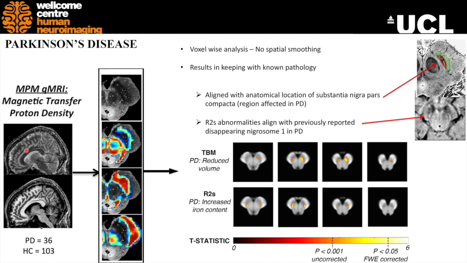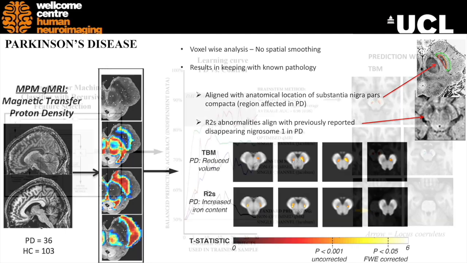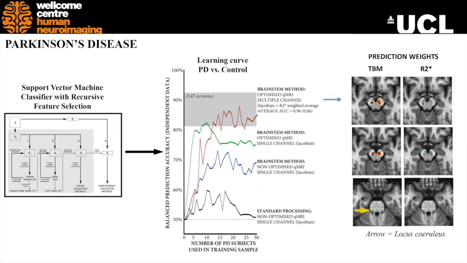Using magnetization transfer and proton density imaging in a relatively small sample of Parkinson's patients and applying our brainstem segmentation method, we were able to apply a voxel-wise analysis in the brainstem and identify the focal nigral atrophy that is the hallmark of this disease, and also capture the increasing iron deposition in the posterior tip, which corresponds with the area of nigrosome 1 that's been found at high field imaging. We can also build on this still further.